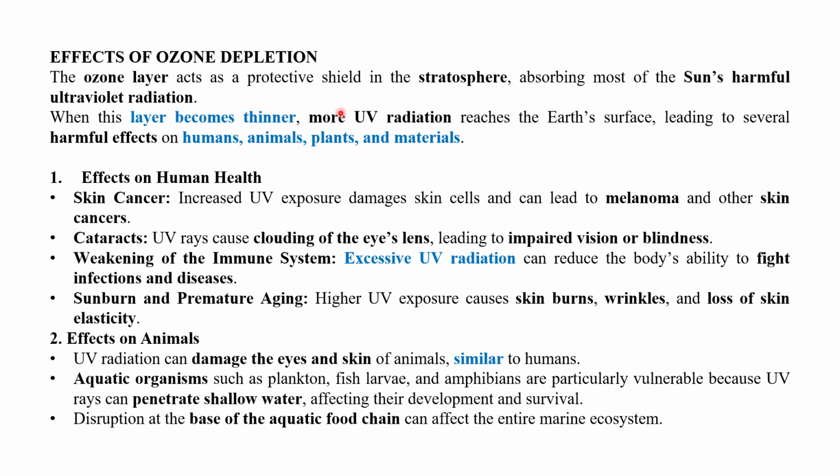The ozone layer acts as a protective shield in the stratosphere, which absorbs most of the sun's harmful ultraviolet radiation. When the layer becomes thinner, more UV radiation reaches the Earth's surface, leading to several harmful effects on humans, animals, plants, and materials. So first we can see the effects on human health.